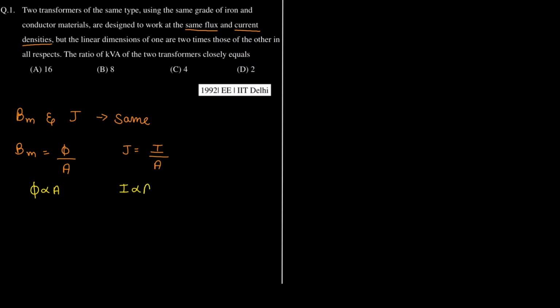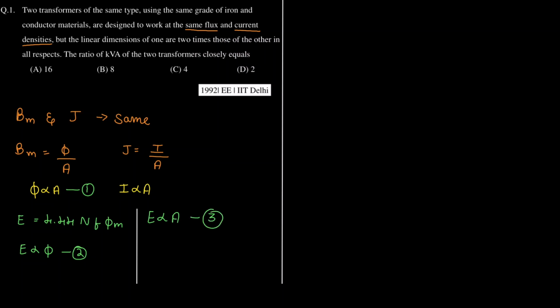And now we know the EMF equation of transformer is given by E is equal to 4.44 N F phi m. By this equation, we can see that EMF will be directly proportional to flux. Since EMF is directly proportional to flux, and here we have seen in equation 1, flux is directly proportional to area, we can write EMF will be directly proportional to area. Let this be equation number 3. I will explain more about this at the end of the video because it will ruin this question.